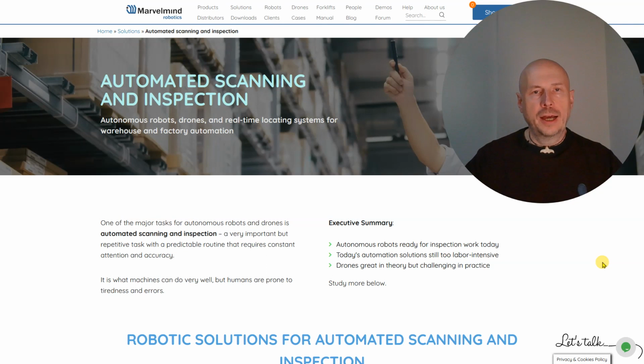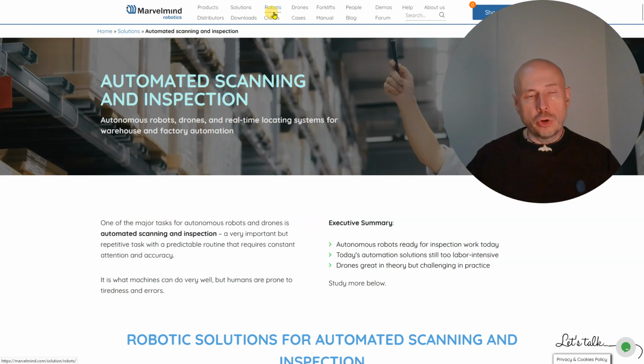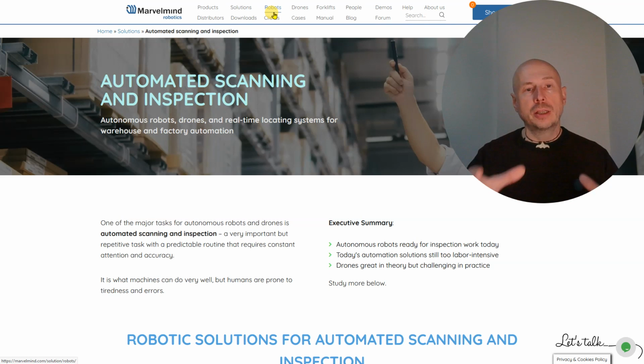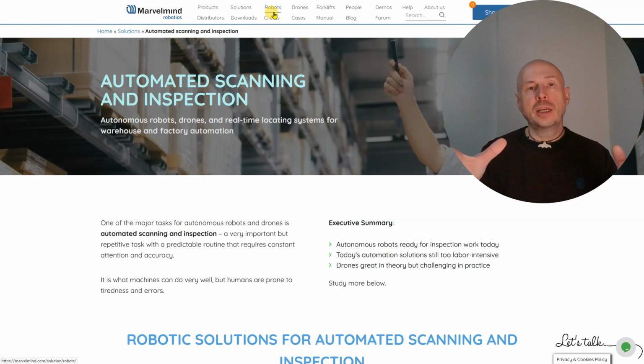Hello colleagues, today I'd like to talk about automated scanning and inspection. As you know, we produce robots, drones, but mostly we focus on precise indoor positioning systems for the robots and for the drones. Our robots are small and medium size robots for delivery of goods from point A to point B. But we very quickly realized that people are actually using the robots not for delivery, but mostly for inspection. So they take off shelves and they install some sort of sensing equipment, scanning equipment.